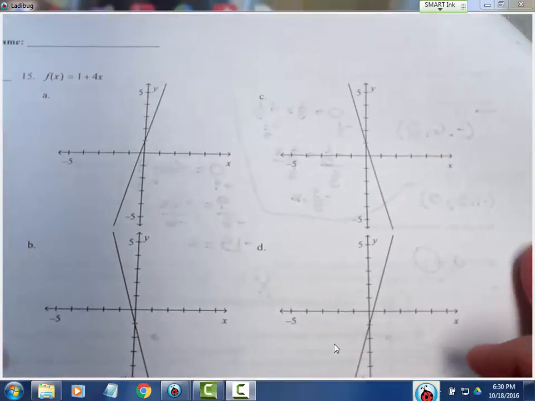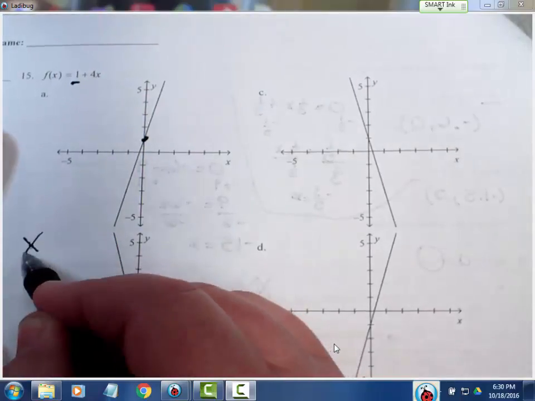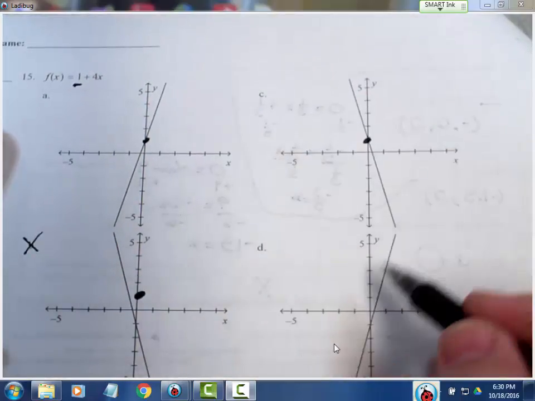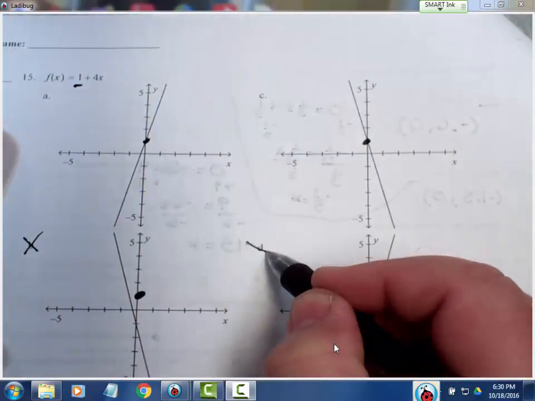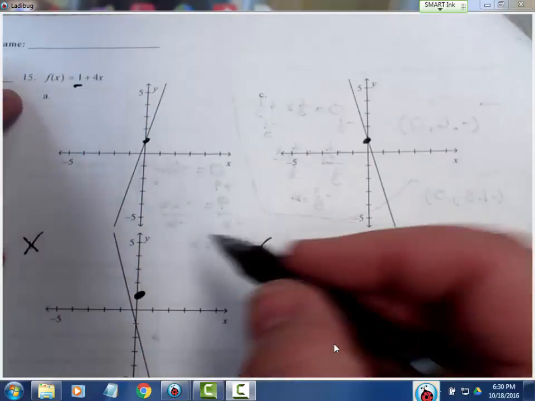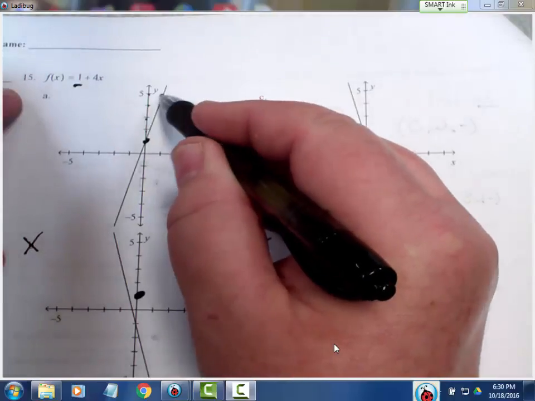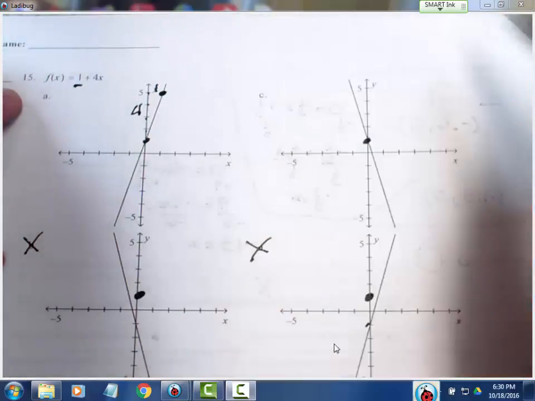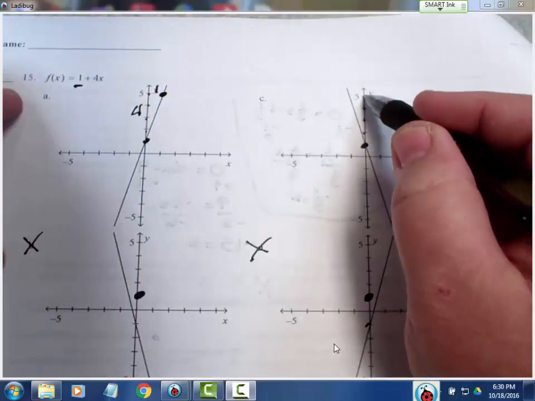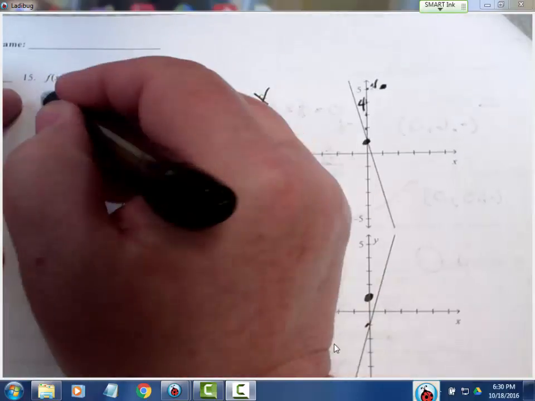Okay, number 15, same basic thing. We look, it says positive 1, so going through at 1, not going through at 1, going through at 1, not going through at 1. Okay. And then we have a positive 4 slope. Positive means it's going up 1, 2, 3, 4 over 1, versus 1, 2, 3, 4 over 1, which is not on the line. So A would be the best choice for 15.